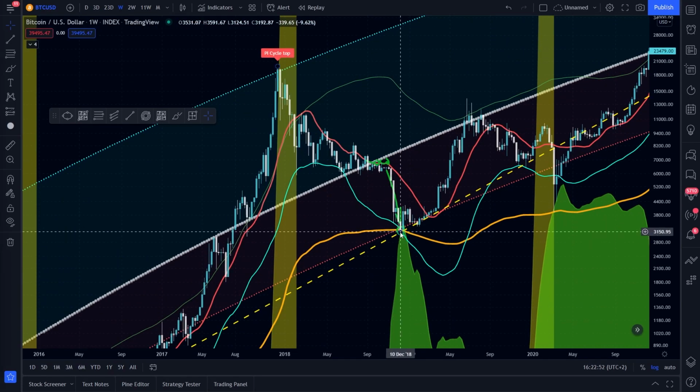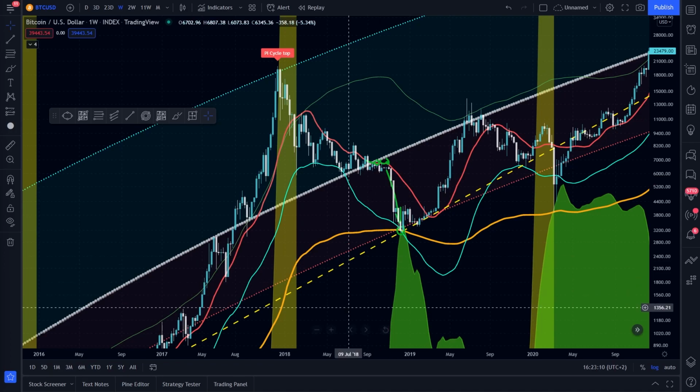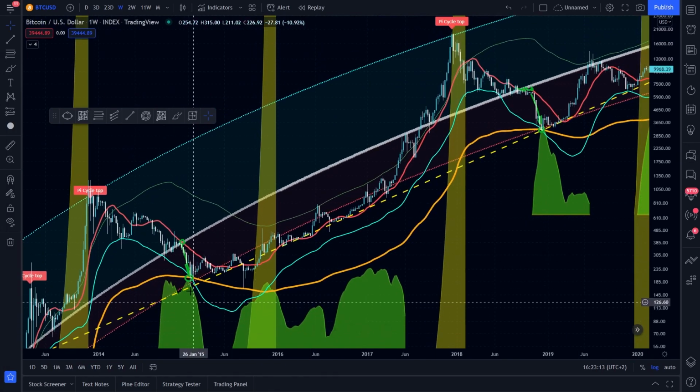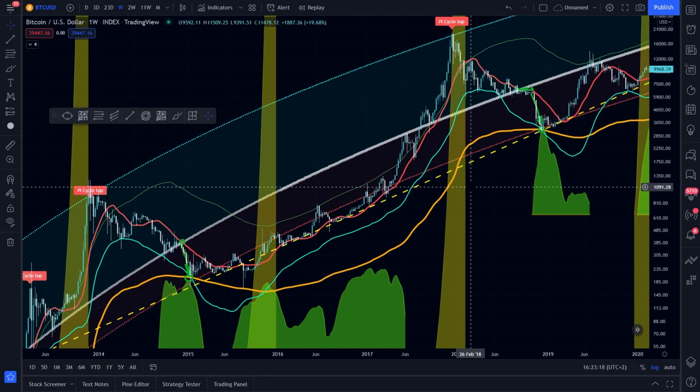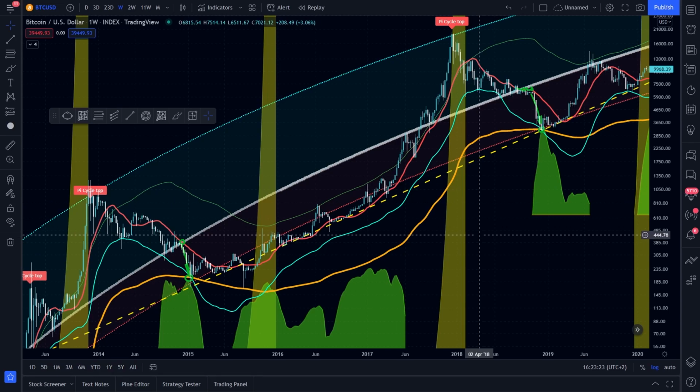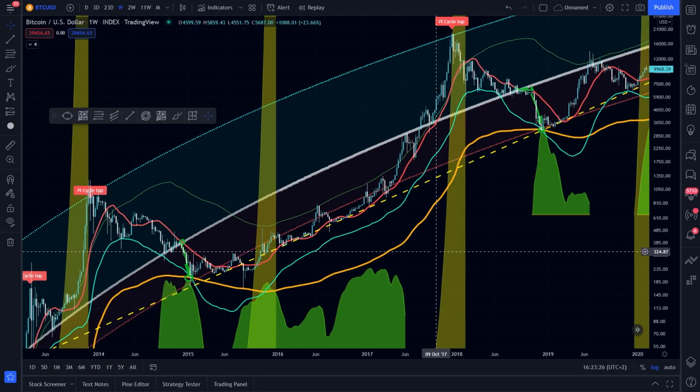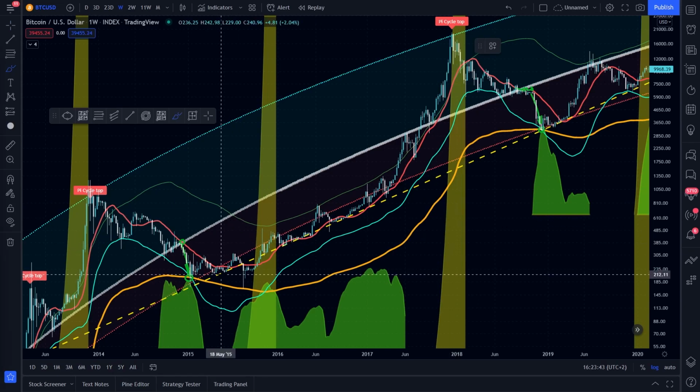You can draw the same line at home. You have to go to Bitcoin US dollar on the index chart, okay? And then you just have to draw the line going through this bottom and this bottom. This is a bottom to bottom line. And as you can see, this line is so important for Bitcoin. Why? Because it was a perfect support for multiple months and even multiple years.